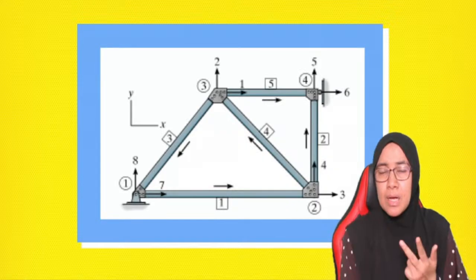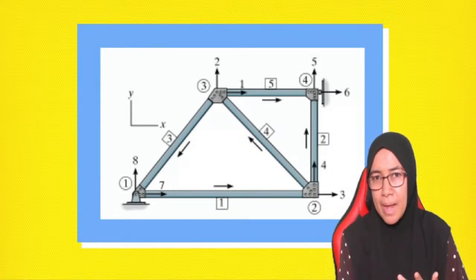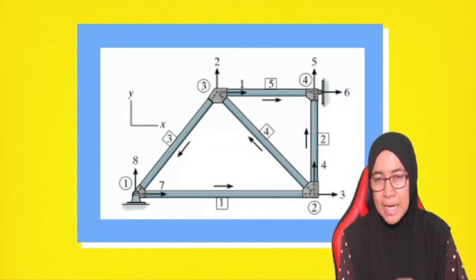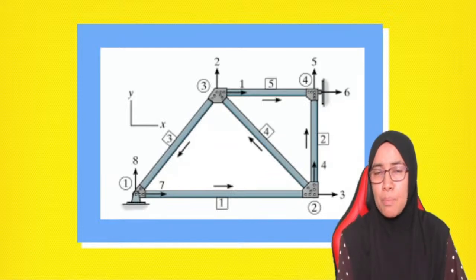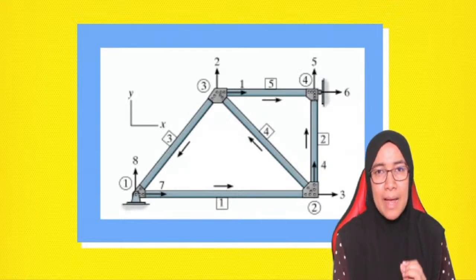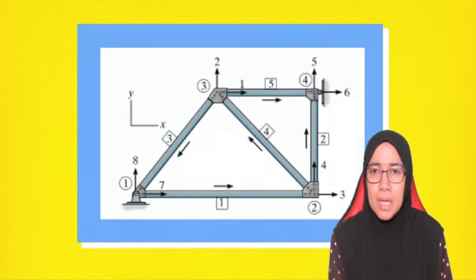Third one: looking at this diagram, there are 4 nodes. 4 nodes means 4 times 2, so the total DOF, degree of freedom, is equivalent to 8, because there are 2 degrees of freedom, X and Y components, per node. So there are 8 degrees of freedom in all, which means we will have an 8 by 8 matrix.